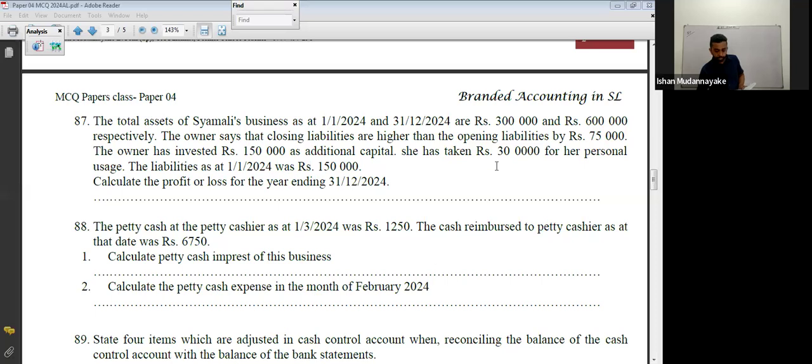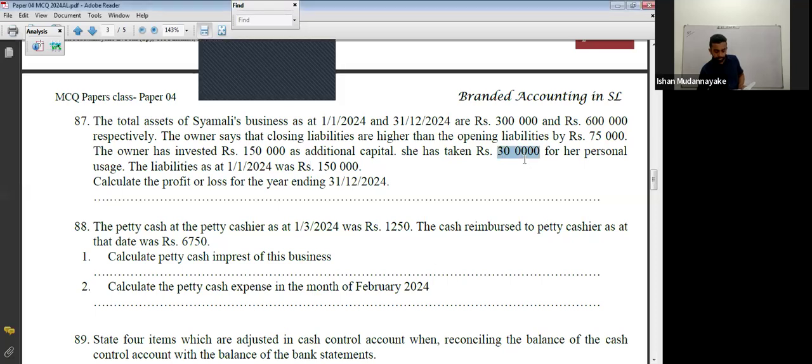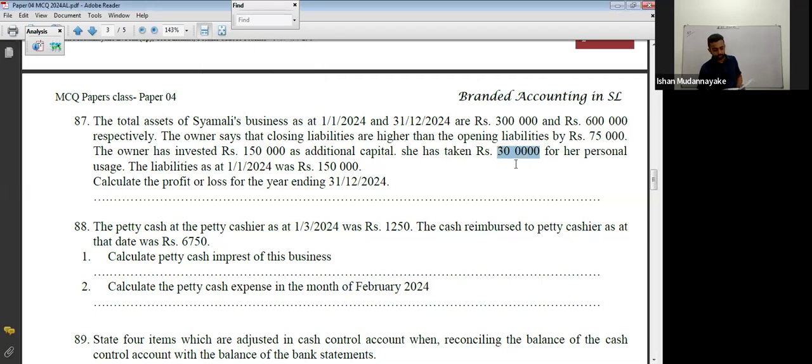Right, you need to adjust this 300,000 as 30,000. Please remove 10.